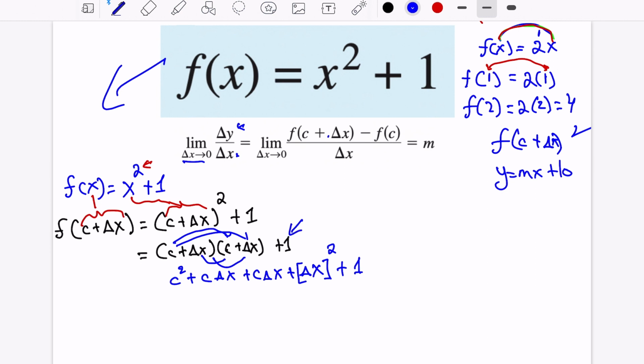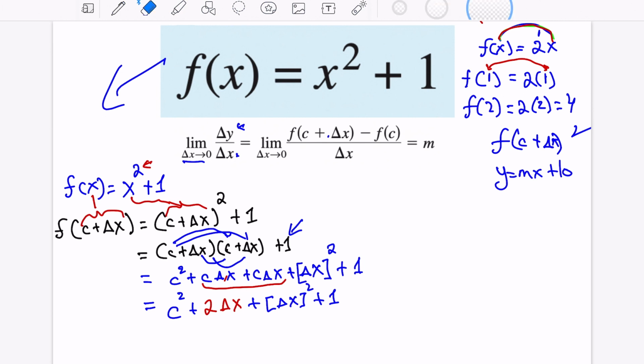All right, so now we're ready to combine like terms. We still have an equal sign there, so we have c squared plus, and we have these two here, so that makes up a 2 delta x, and we have a plus sign there. We still have a delta x squared plus 1. Okay, so now we have located the actual expression for our value f of c plus delta x.